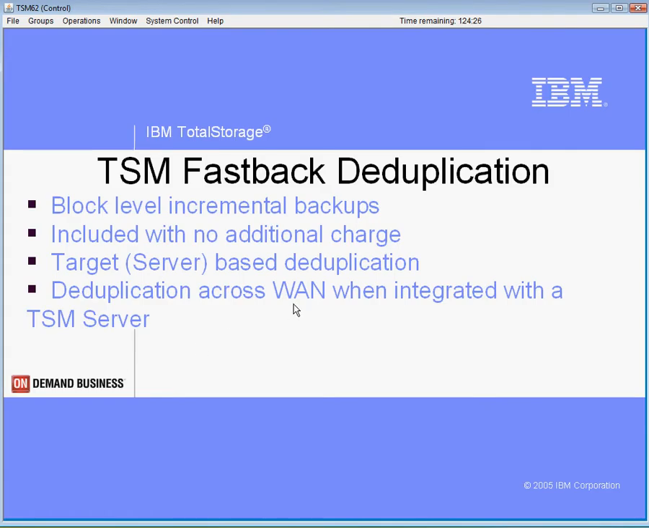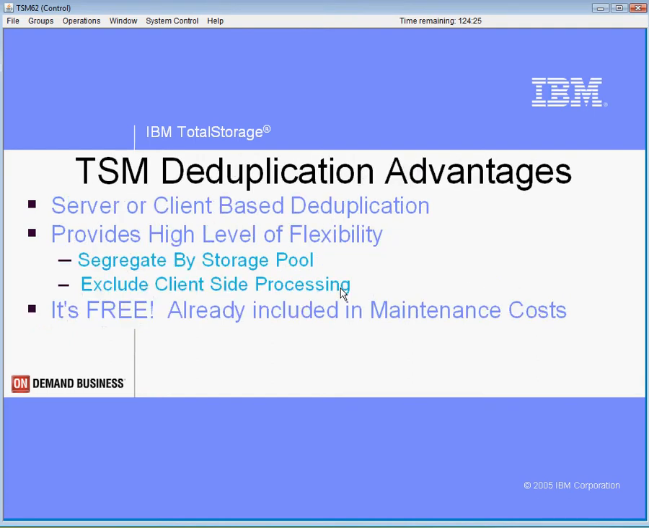So in summary, TSM-based deduplication offers a variety of choices for meeting your data protection requirements. TSM Fastback offers disk-based protection using block-level backups with target-based deduplication, and is included with the product set for no additional charge. Additionally, deduplication can also be leveraged across a WAN or LAN environment when integrated with the TSM server. TSM deduplication offers both client-side and server-based dedupe methods. This can allow for a very flexible, comprehensive dedupe strategy. It too is included with TSM Standard and Extended Edition with your maintenance costs.